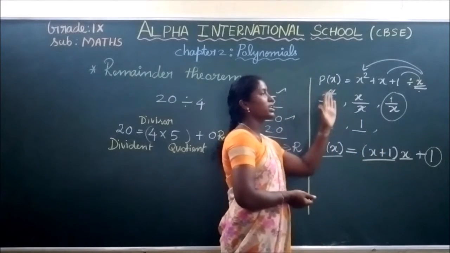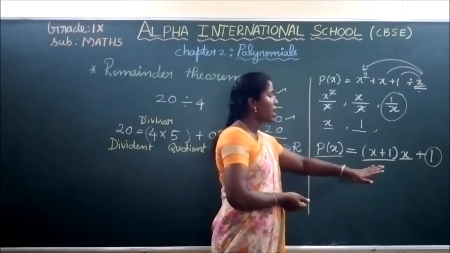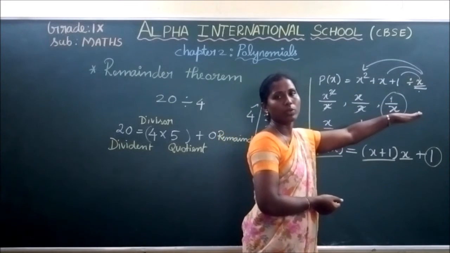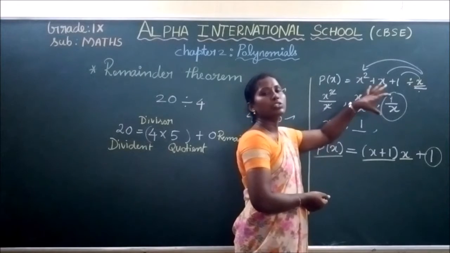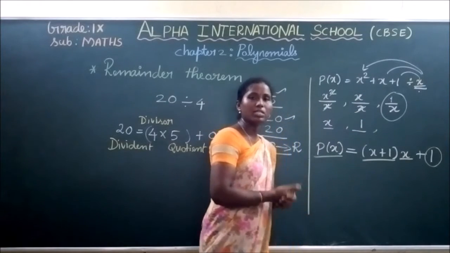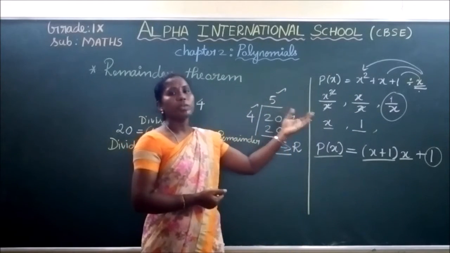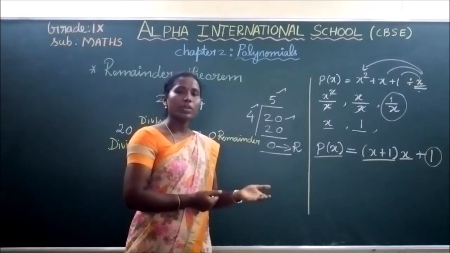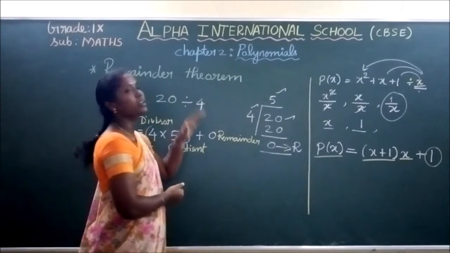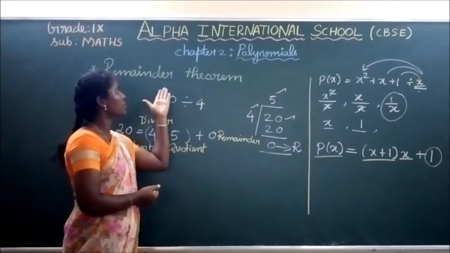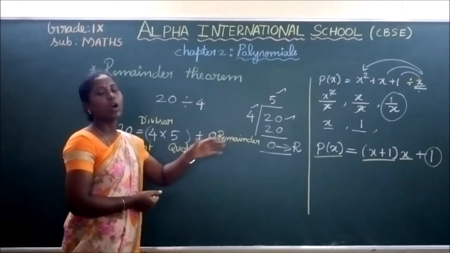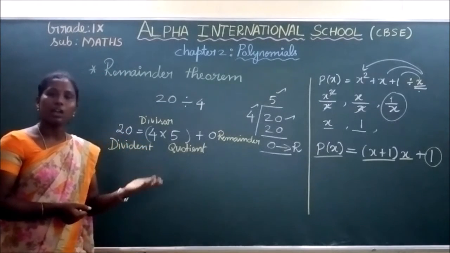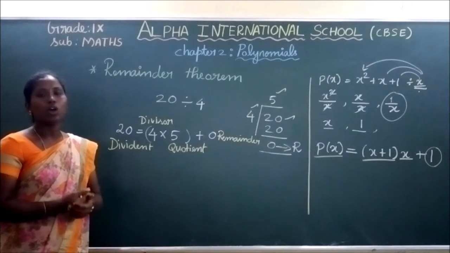If it is a single variable, we can divide term by term and get the result. If a polynomial is divided by another polynomial, we can't divide term by term. The best way to divide a polynomial by another polynomial is the long division method. Next, we are going to see the general concept of the remainder theorem and how to divide a polynomial by a linear polynomial using the long division method.